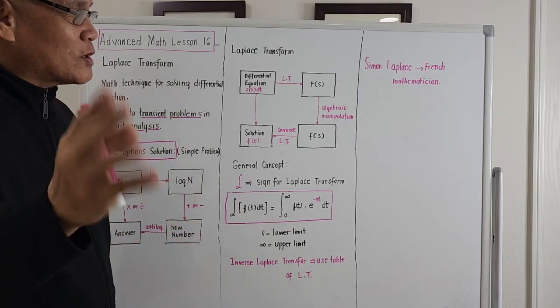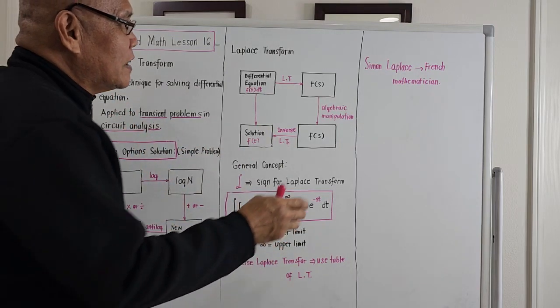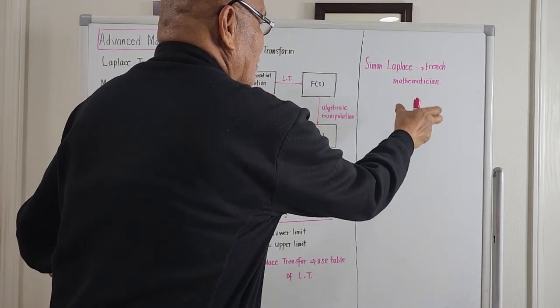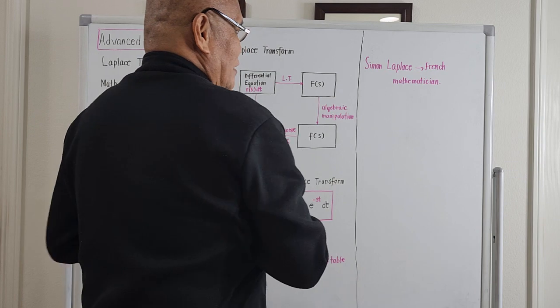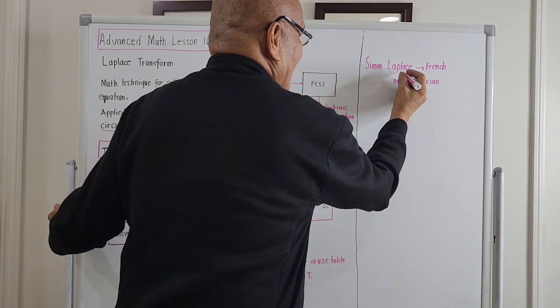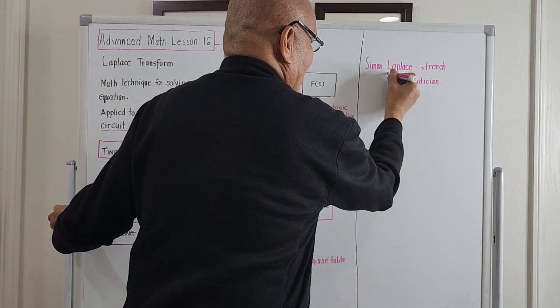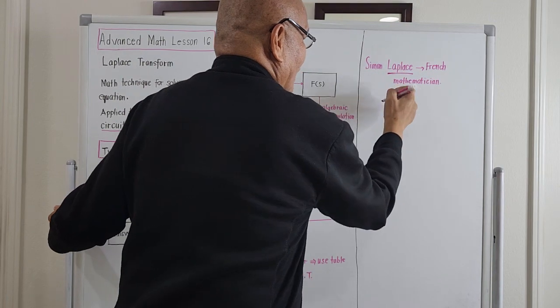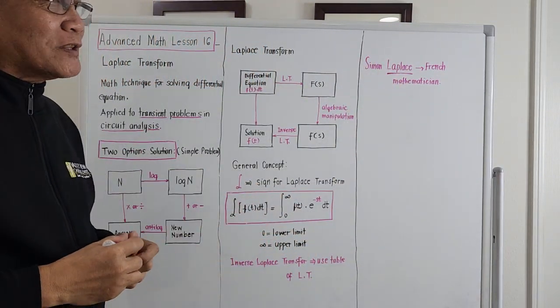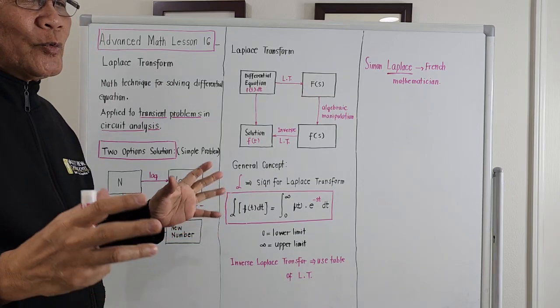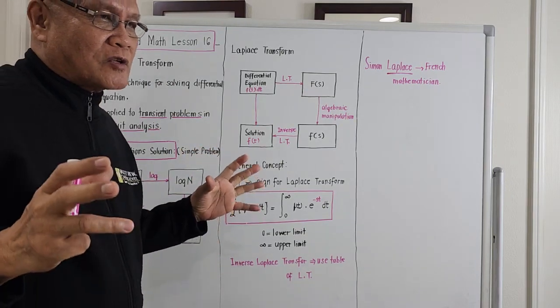And I think this was invented by Mr. Simon Laplace. He was a French mathematician. That's why the term Laplace emanates from his family name. Laplace is actually a family name of the mathematician who formulated this Laplace transformation.